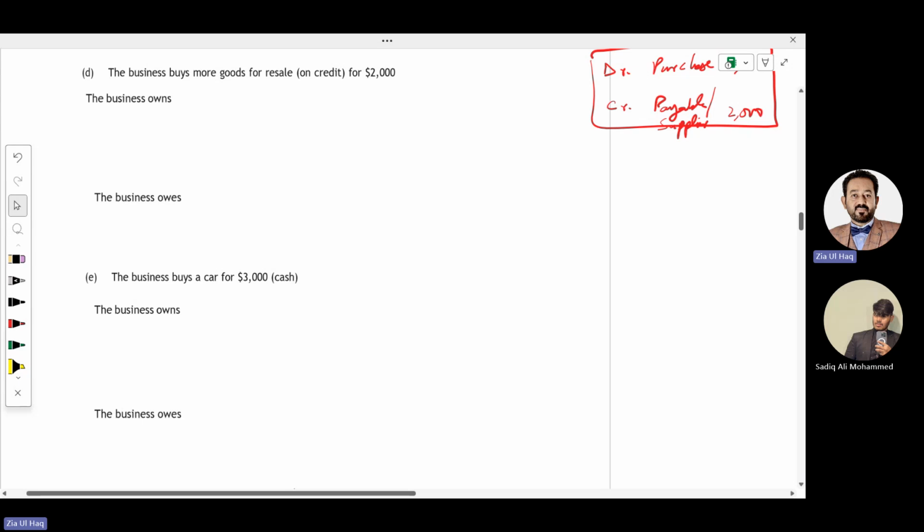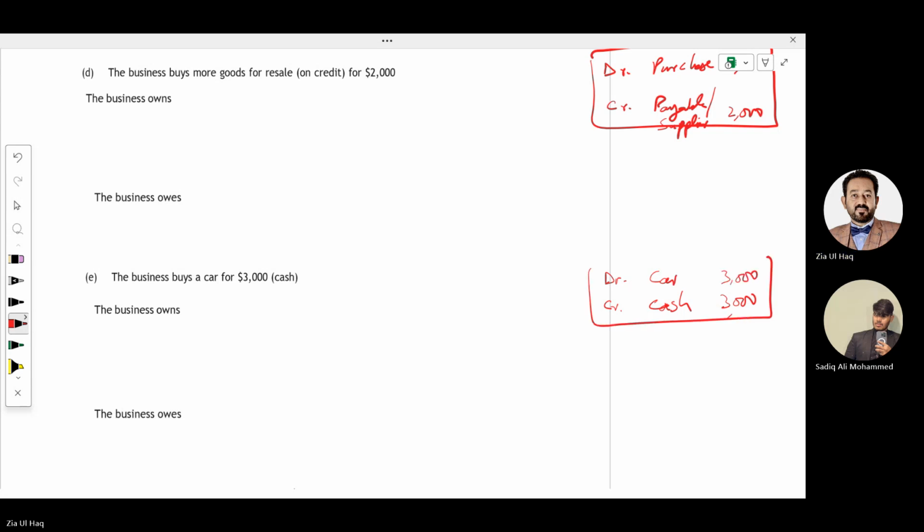E. The business buys a car for 3,000. So cash coming in or going out? Cash going out. So we will credit cash, how much? 3,000. And we have bought not goods, we have bought a car. So we will debit car with 3,000. Can you understand this concept?